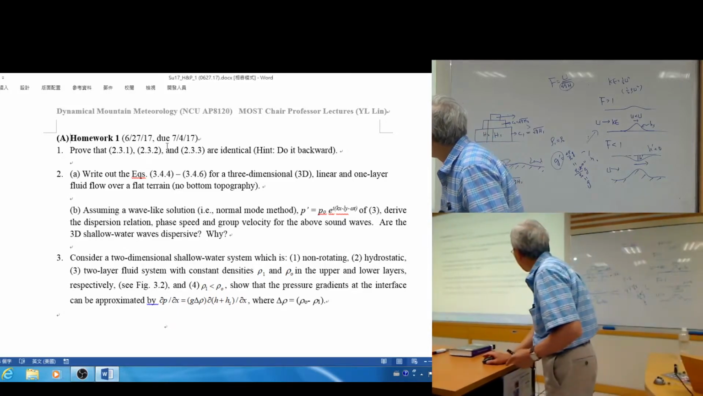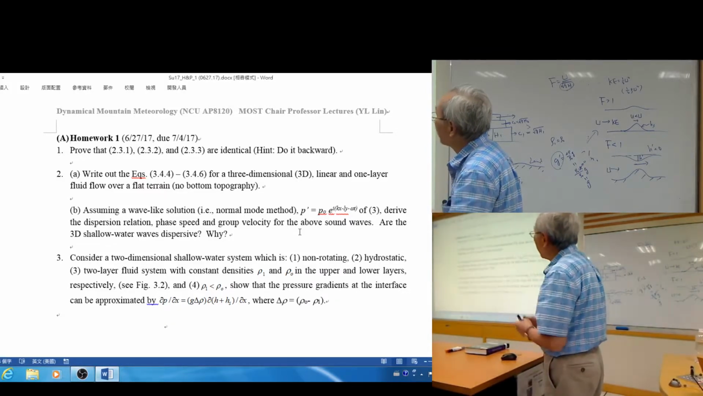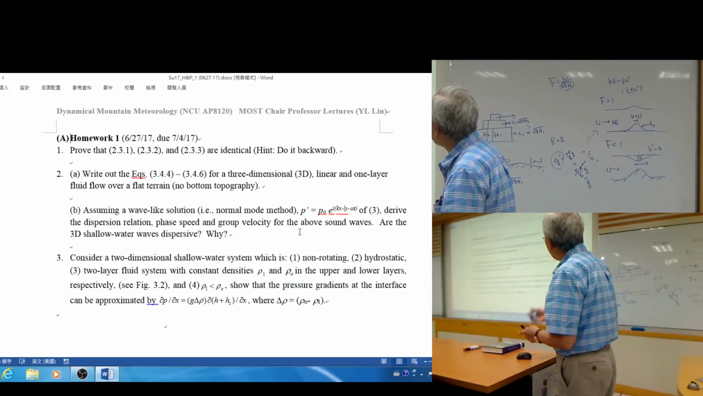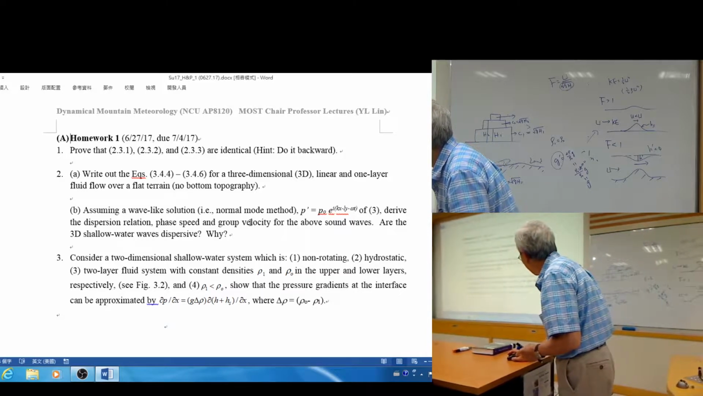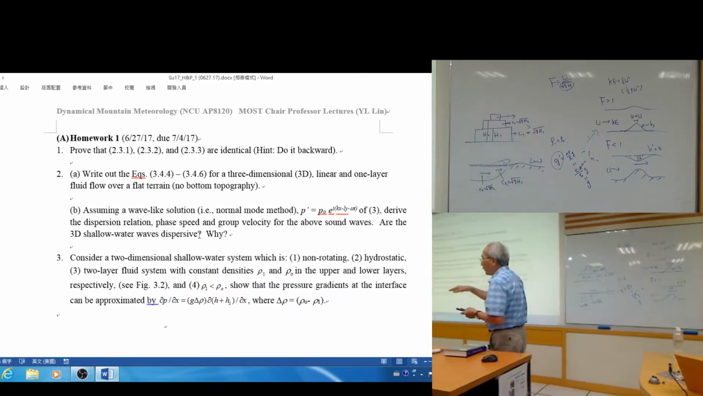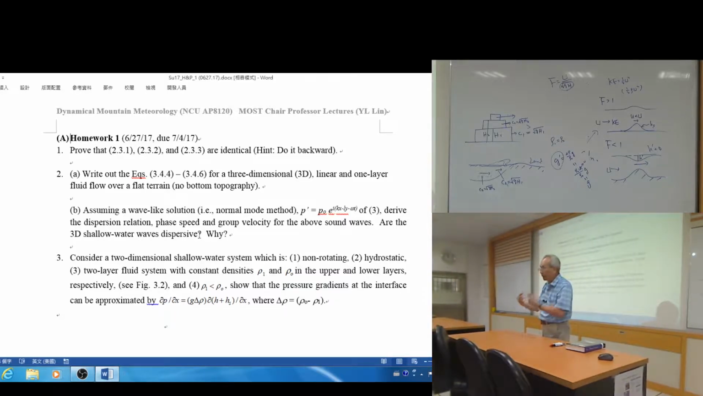Follow what I did, and use the normal mode approach to derive the dispersion relationship. Then calculate the phase speed and group velocity, and determine whether it is dispersive or not. Either way, you have to justify it. You have to prove it and give the reason.